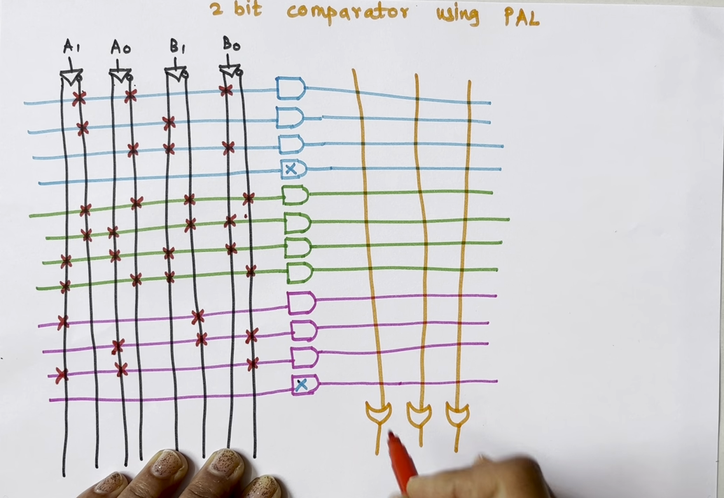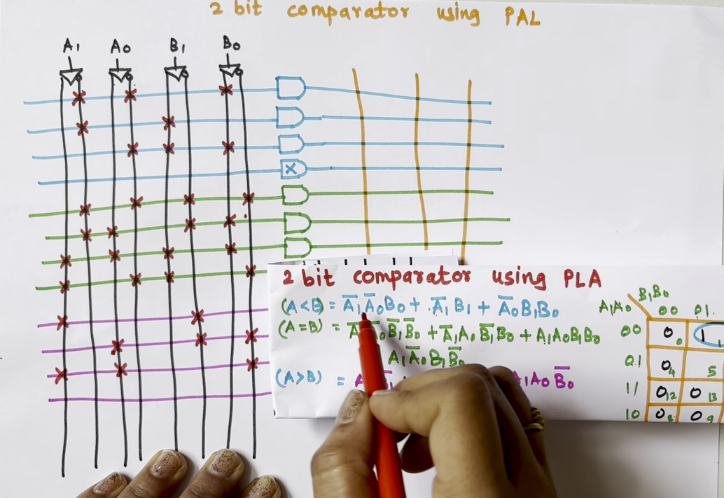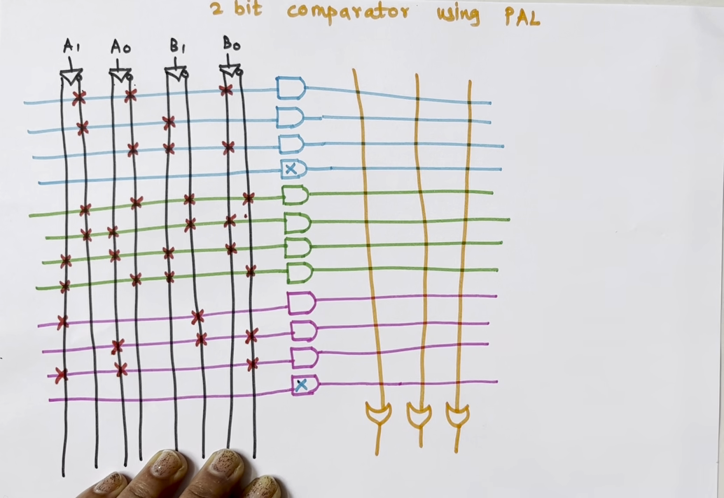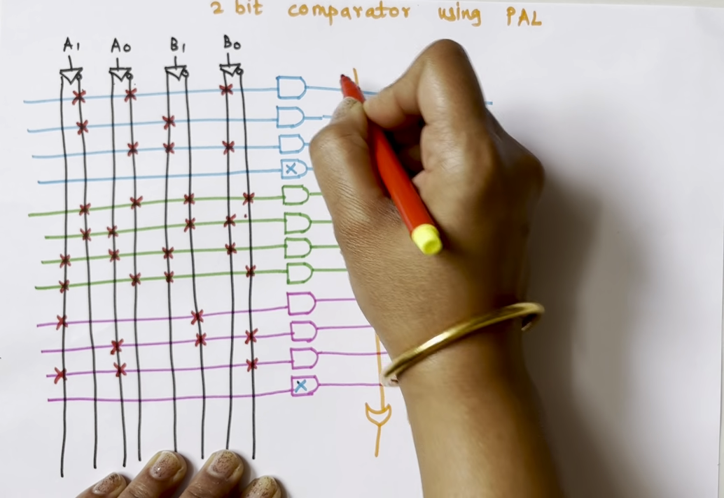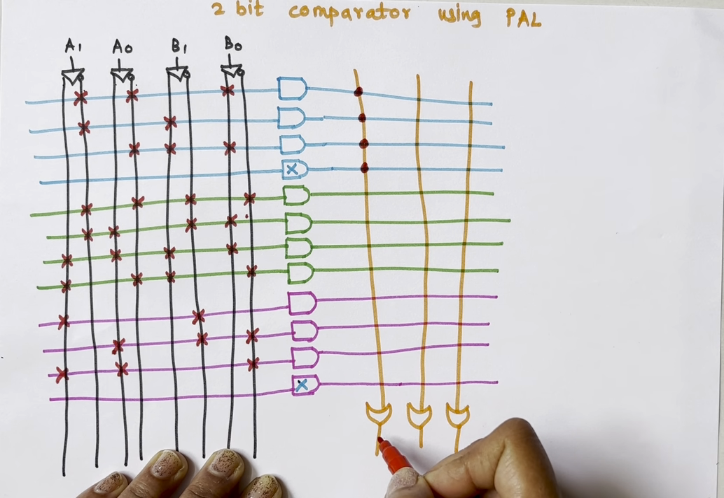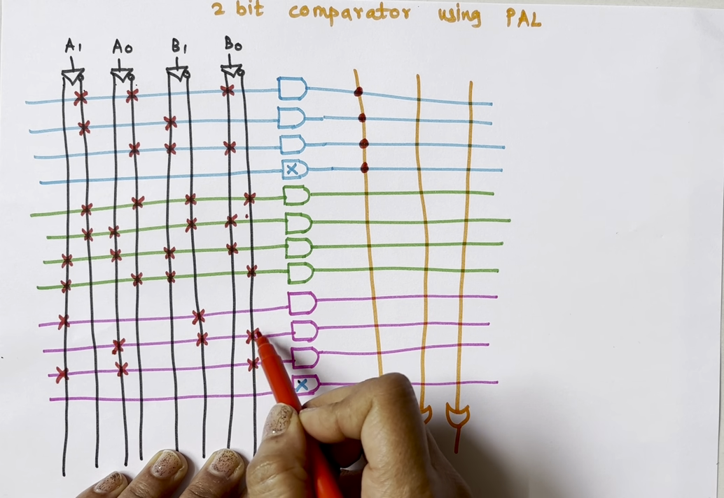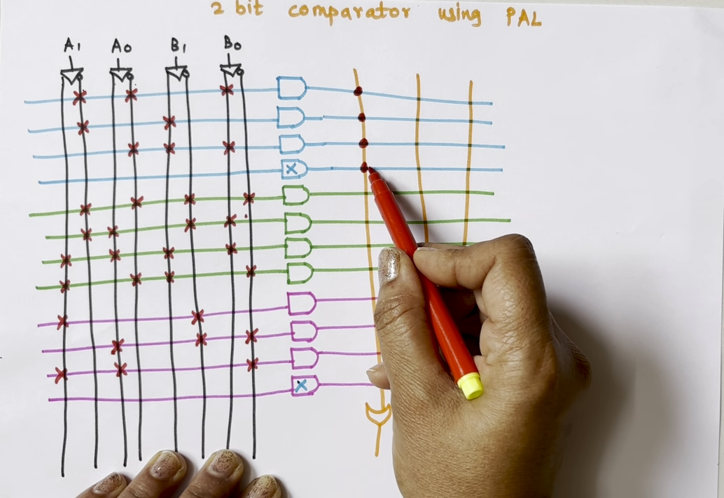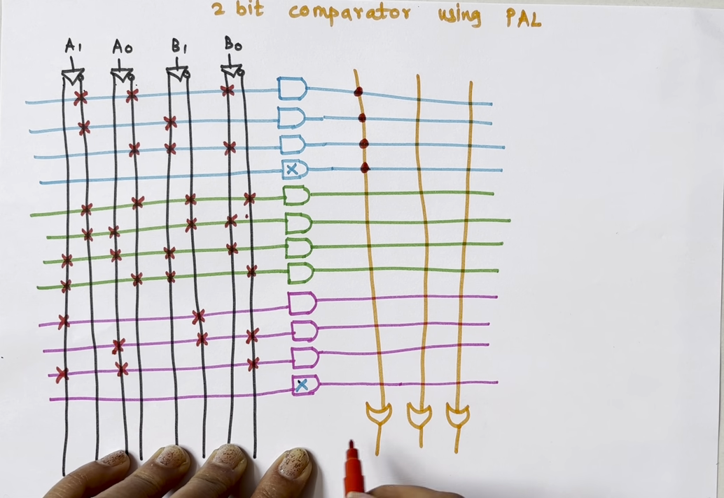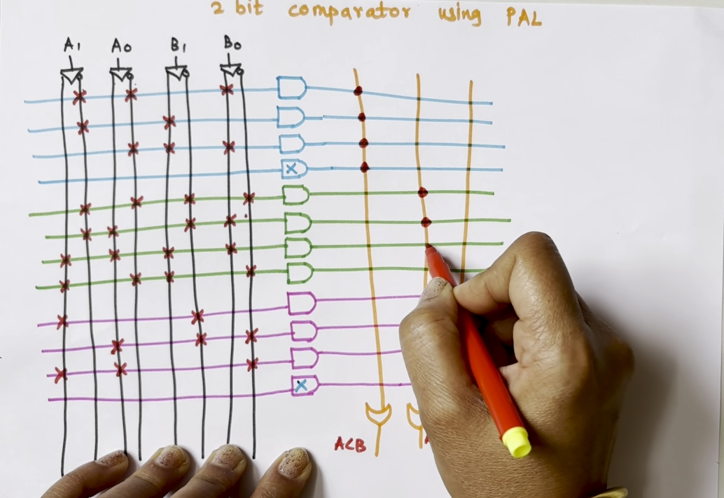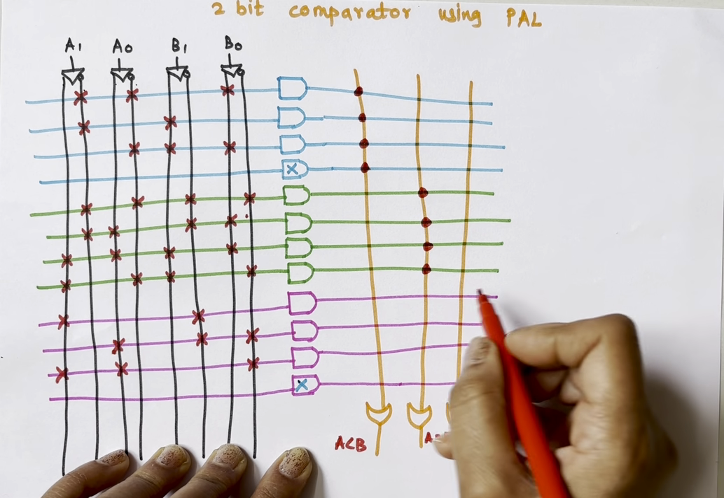So for the first OR gate, there is addition of these 3. So these 4 will go to the input of the first OR gate. See, to represent programmable inputs, we use a cross. To represent fixed inputs, we use these thick dots. Similarly for the second, so this is my A less than B, this is my A equals to B, and this is my A greater than B. For the second OR gate, these are my fixed inputs, and for the third OR gate, these are my fixed inputs.